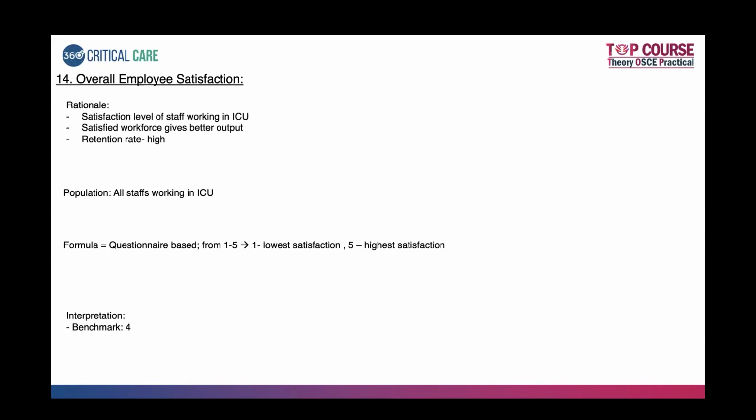The population includes all staff working in the ICU, and the formula is usually a questionnaire based format from 1 to 5, where 1 is the lowest satisfaction and 5 is the highest satisfaction. The ideal benchmark needs to be 4.